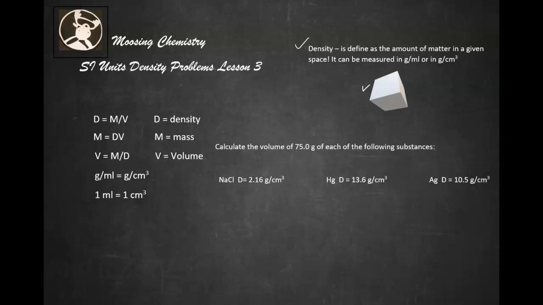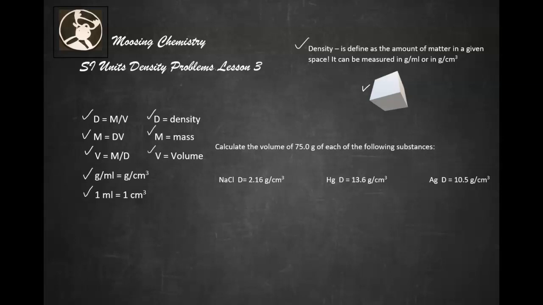Okay, remember the density formula is D equals M over V. The mass formula is M equals D times V, and the volume formula is V equals M divided by D, where D is density, M is mass, V is volume. Also remember that grams per milliliter equals grams per cubic centimeter, and 1 milliliter equals 1 cubic centimeter.